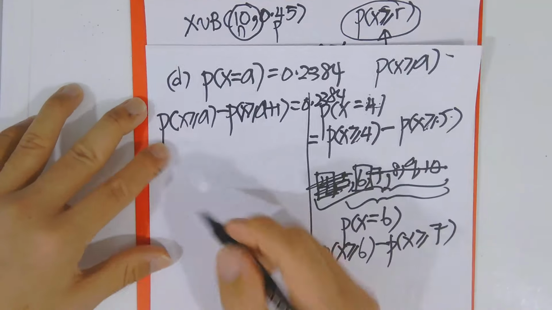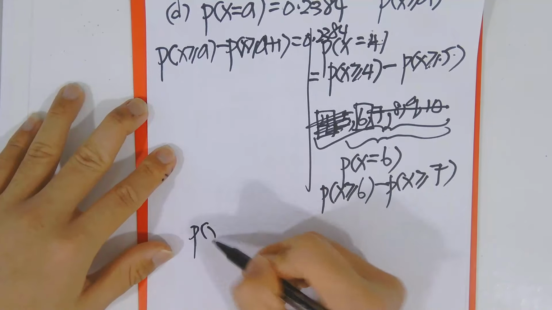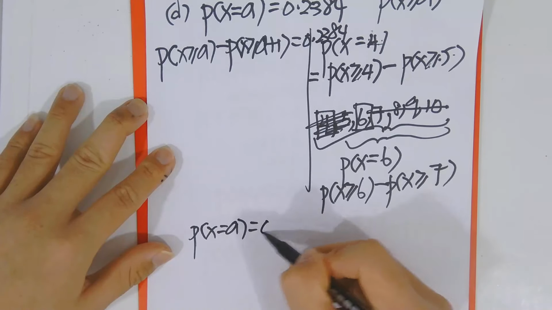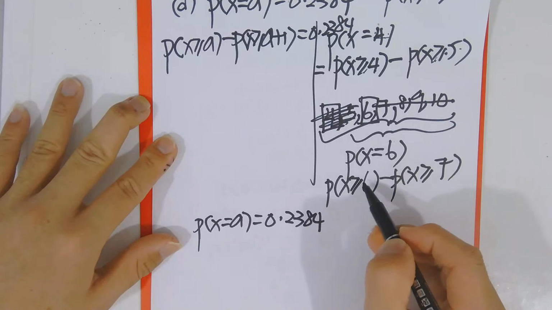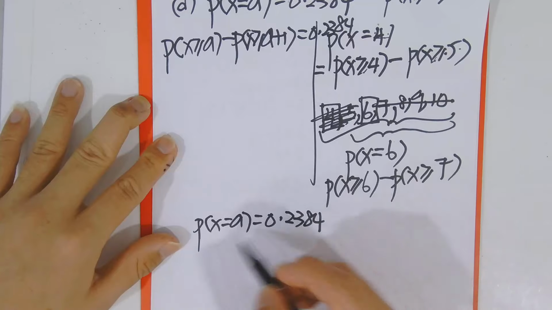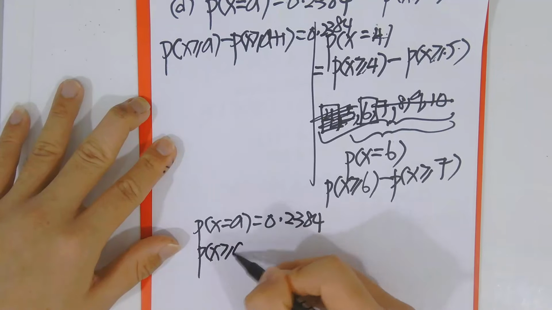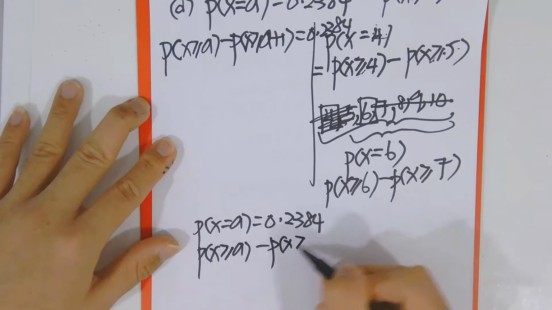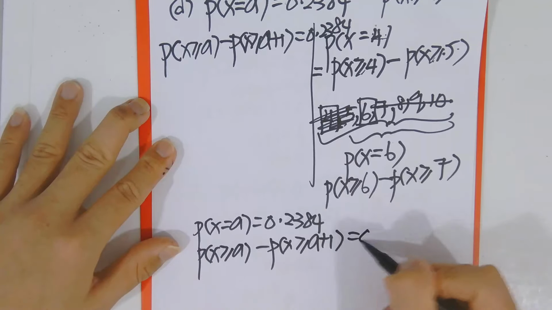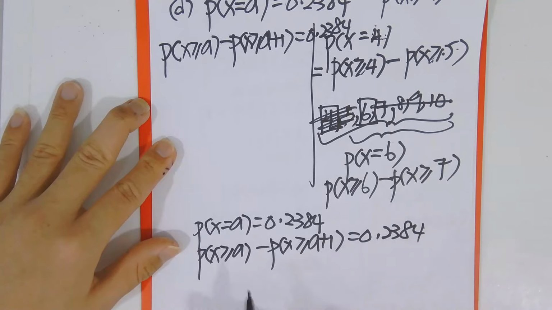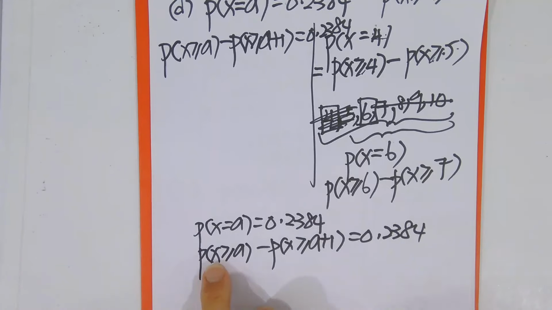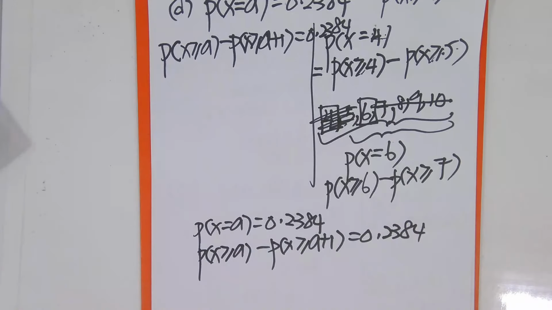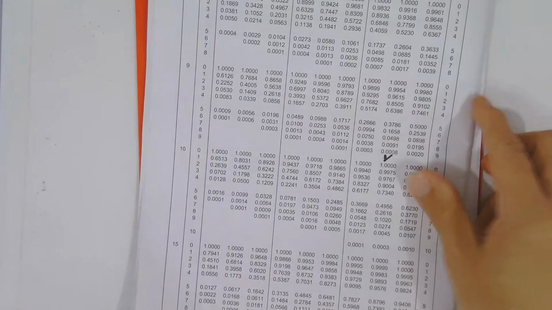Which will be 0.2384. Okay, I rewrite here. It will be P(X) equals a equals 0.2384. So this one I can rewrite. If a, it will be a plus 1, right? So it means P(X) greater or equal a minus away P(X) greater or equal a plus 1. So this is the consecutive value. From the statistical table, between the two consecutive values, once you minus, you get this value. That's the meaning here.